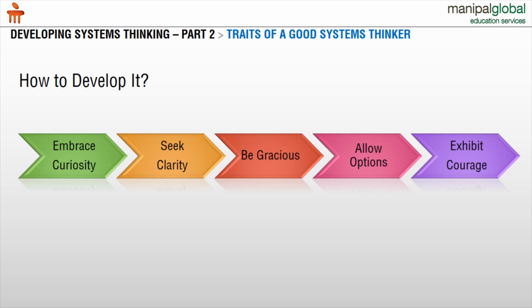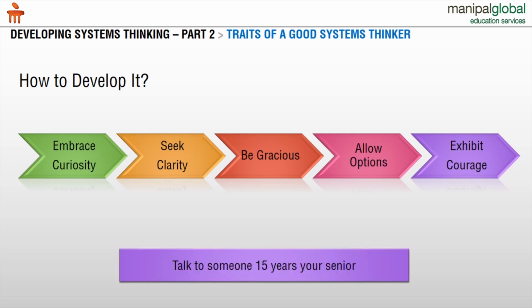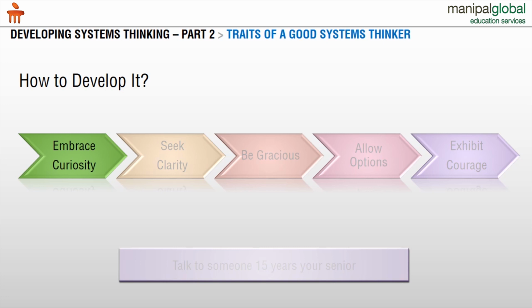The last trait of a good systems thinker is to bank on the experience of other people. Look up to your seniors and ask them if they have faced a similar situation, to pick their brains to understand and help you resolve the situation. So let's look at each of these one by one. Let's start with embracing curiosity.